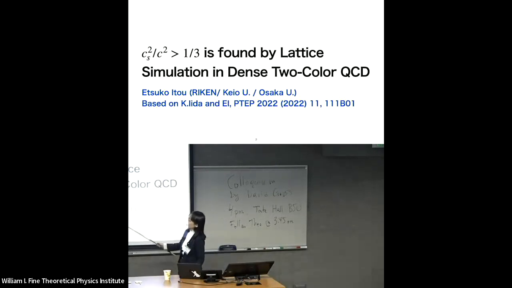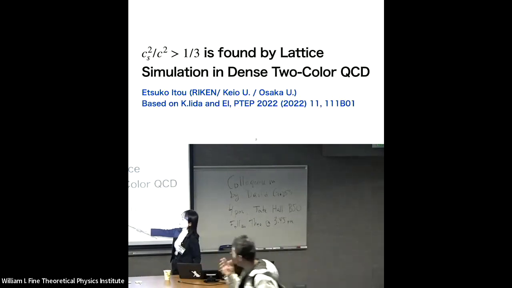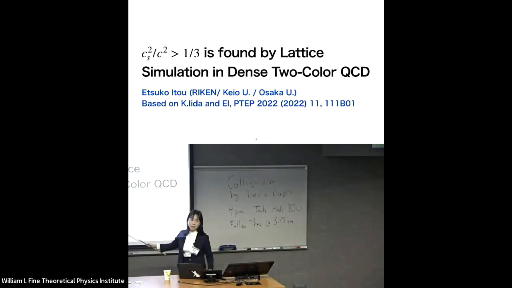We found the squared sound velocity, normalized by the speed of light, can be larger than 1/3. This is the value in the relativistic limit, for a free relativistic theory. It is newly found by lattice numerical simulation in dense 2-color QCD. And this talk is based on the collaboration with Kei Ida-san at Kochi University and on this paper.